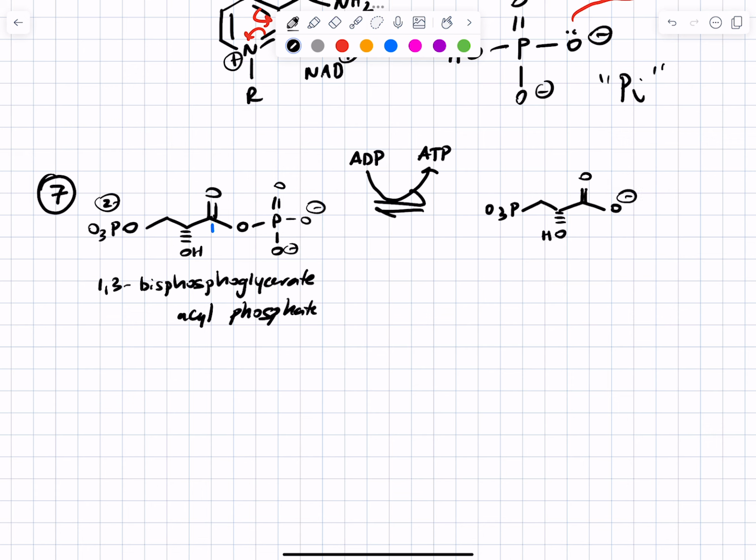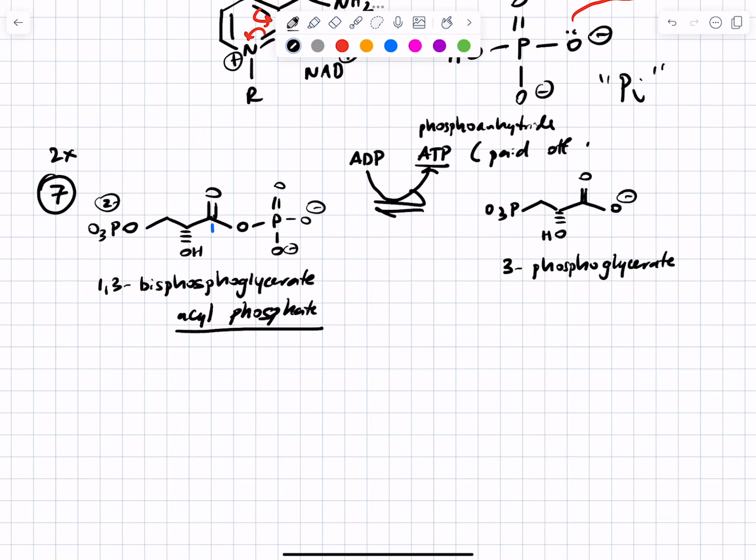And the product is going to be 3-phosphoglycerate and ATP. So converting an acyl phosphate into a phosphoanhydride. And remember, because this happens twice, we've just paid off our investment.